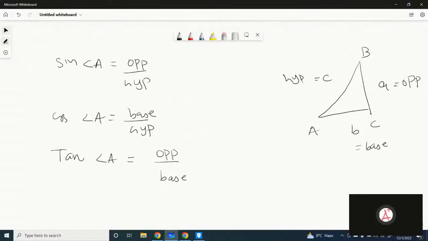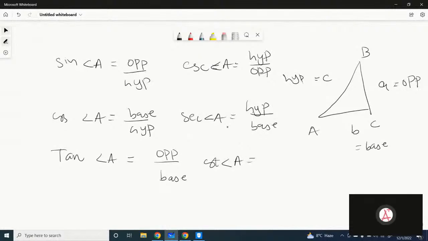Okay, let's start with the examples. We're talking about the cosecant, which is the reciprocal of the sine. Cosecant of angle A is hypotenuse divided by the opposite. Secant is the reciprocal of the cos, so it is hypotenuse divided by the base. And cot is the reciprocal of the tan, so it is base divided by the opposite.